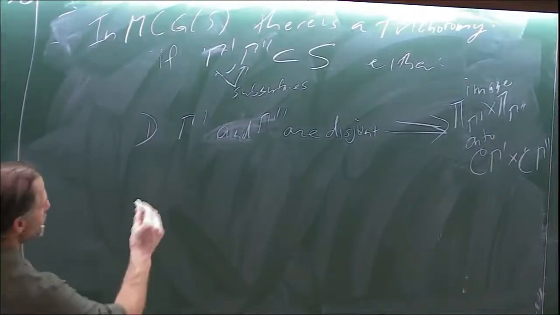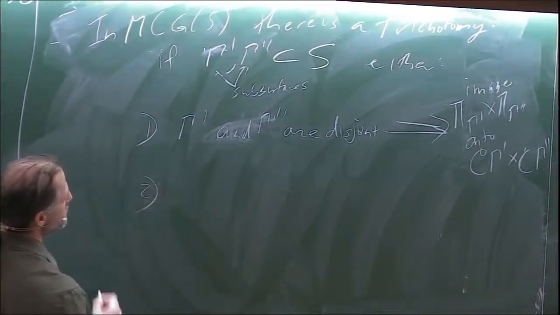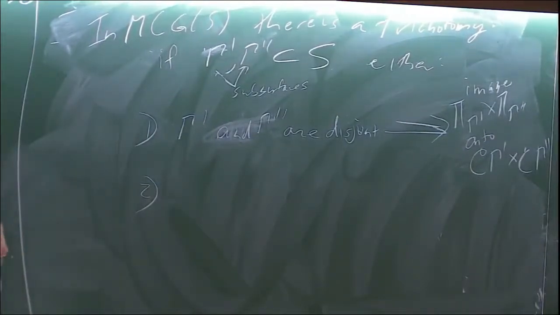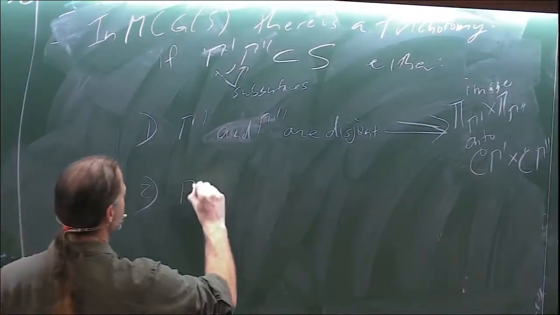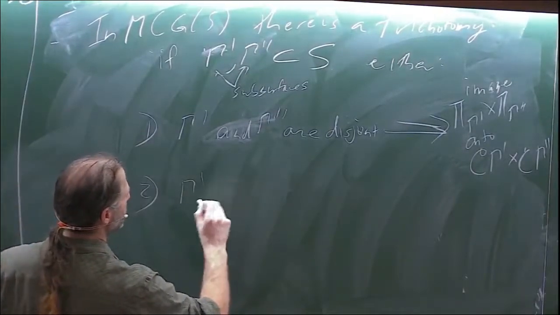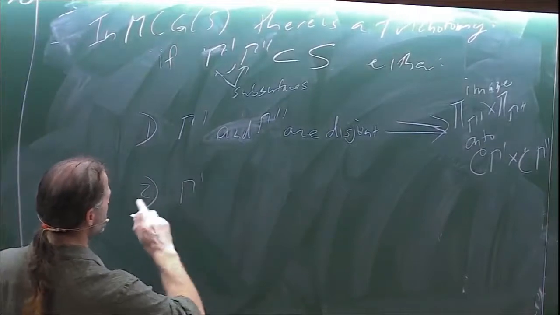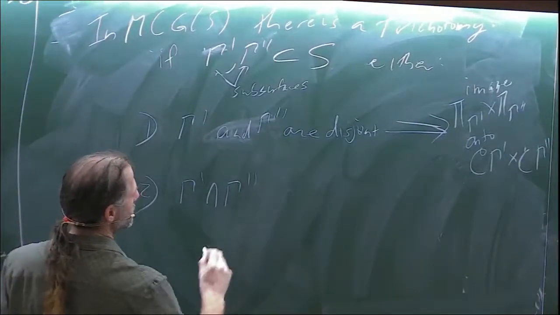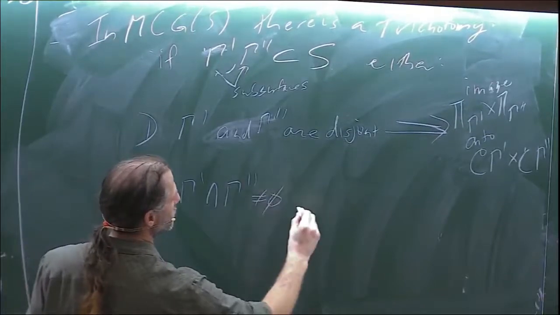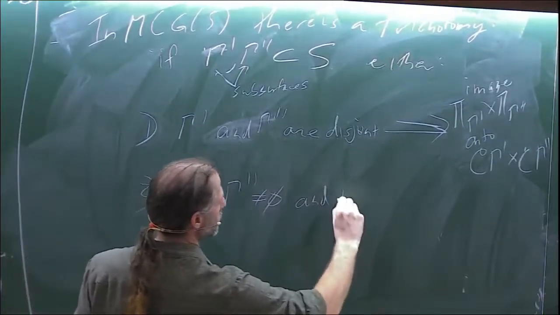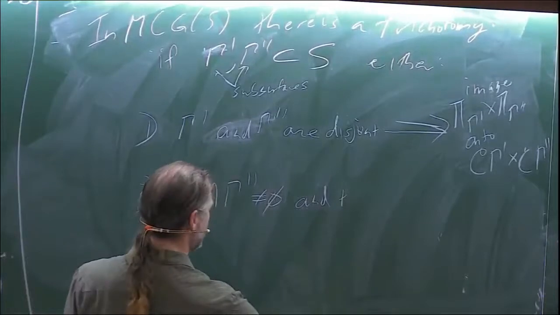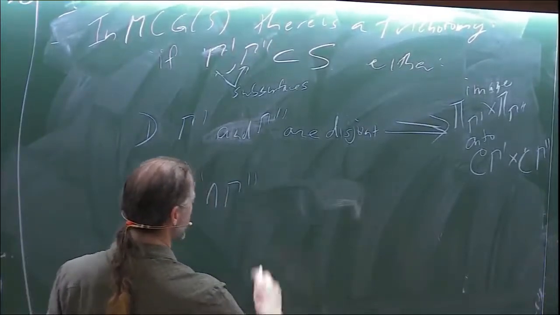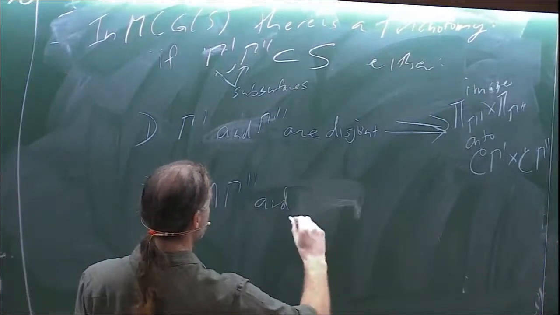And then there were two other cases. The case that didn't get discussed much was, well, the case that was discussed. So if gamma prime intersects gamma double prime non-trivially, and they're non-nested, well, let's just say this, and they're non-nested.